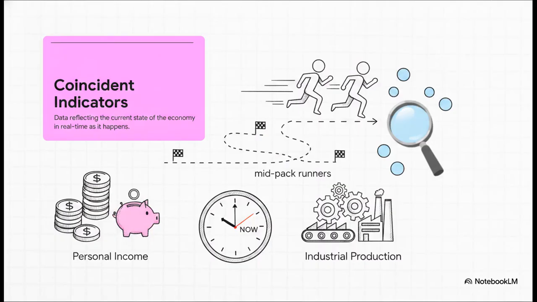Now, right smack in the middle, we've got our third bucket, which is coincident indicators. You can think of these as the mid-pack runners in our little data race. Data like personal income or industrial production reflect the current state of the economy as it happens, in real time. They are confirming exactly what is going on right at this very second, kind of serving as a much-needed reality check on the current environment.